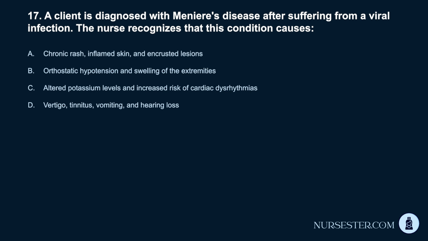17. A client is diagnosed with Meniere's disease after suffering from a viral infection. The nurse recognizes that this condition causes A. Chronic rash, inflamed skin, and encrusted lesions. B. Orthostatic hypotension and swelling of the extremities. C. Altered potassium levels and increased risk of cardiac dysrhythmias. D. Vertigo, tinnitus, vomiting, and hearing loss. Correct answer, D. Vertigo, tinnitus, vomiting, and hearing loss.